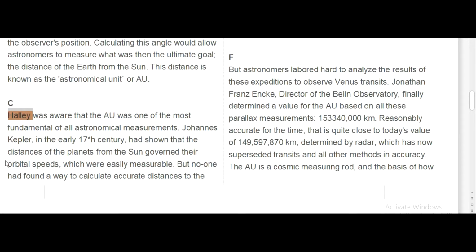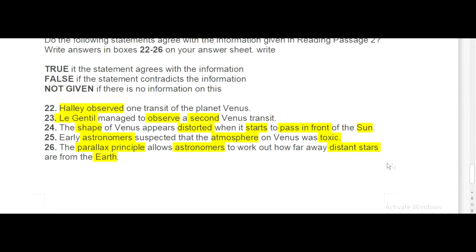Anywhere else? So now let's scroll down and read the question. Make sure what the question sentence is saying. So the question says Halley observed one transit of the planet Venus. So we have found the keyword Halley. At this point, it makes sense to look for other keywords like observed, transit, Venus.